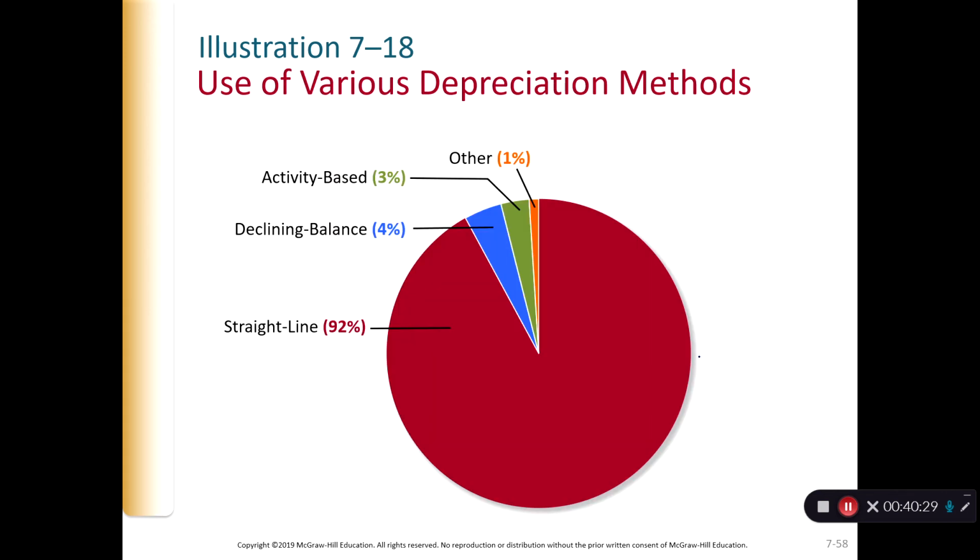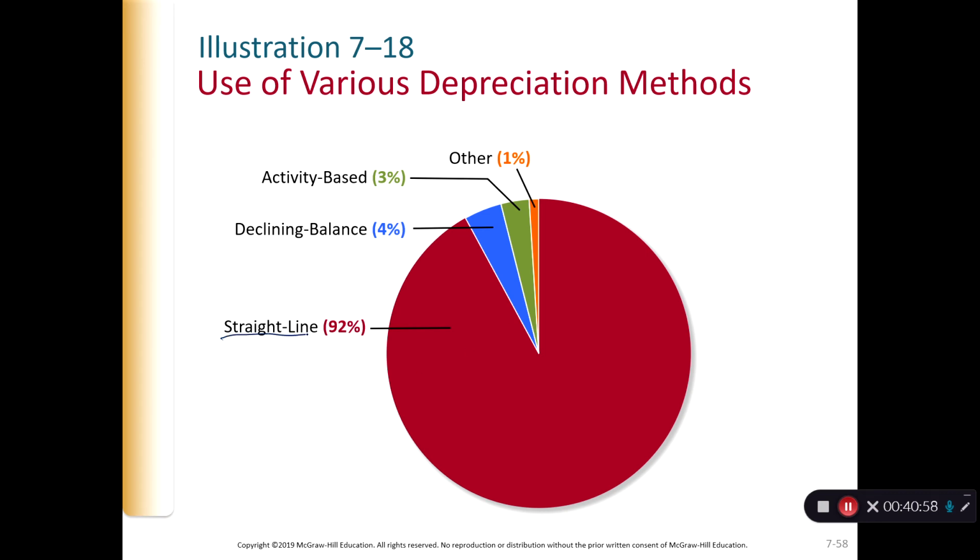Okay, so let's see in reality how companies do it. In reality, how does a company choose its depreciation expense method? First of all, companies are free to choose the depreciation method they believe best reflects the pattern of their assets' life. This illustration shows the result of a recent survey of how depreciation methods are used by large public accounting firms.